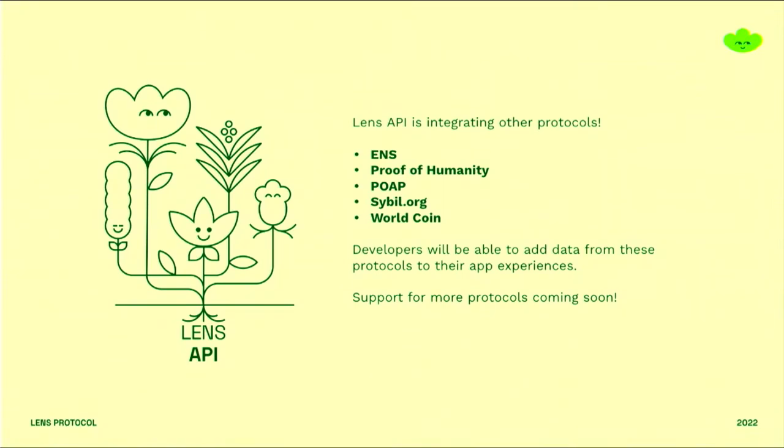Additionally, the Lens API integrates more protocols than just Lens. Currently, it allows you to pull data from ENS, Proof of Humanity, POAP, Sybil.org, and today we also added WorldCoin's WorldID verification. It allows developers to add data from all of these protocols to make holistic experiences. Support for more protocols is coming, so if you're a protocol and want to work with the Lens API, please come by the booth and chat. We want to make sure we can get everything that causes great experiences to be linked in.